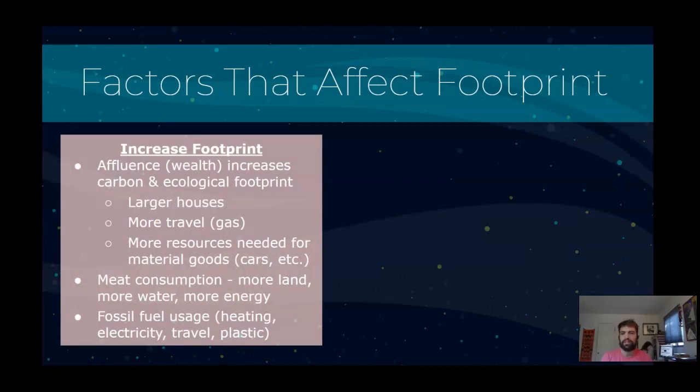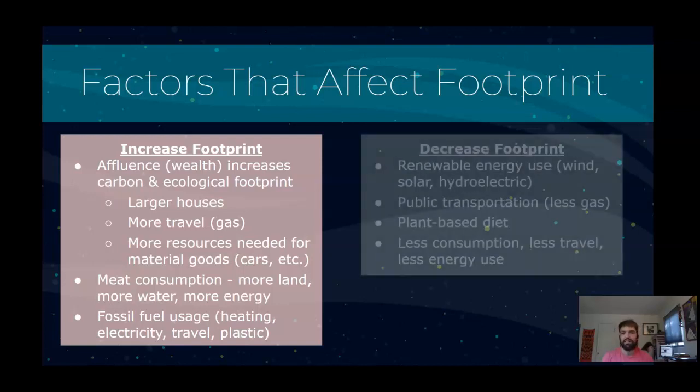So material goods, food production, and energy use, all of those things go into the carbon footprint as well. Okay, so things that affect your footprint are wealth, which generally directly influences the carbon and ecological footprint. So larger houses, more travel, more resources needed for material goods like cars. Meat consumption requires more land, more water, and more energy. So the more meat people eat, the larger their footprint goes. Fossil fuel usage, heating, electricity, travel, plastic, etc.